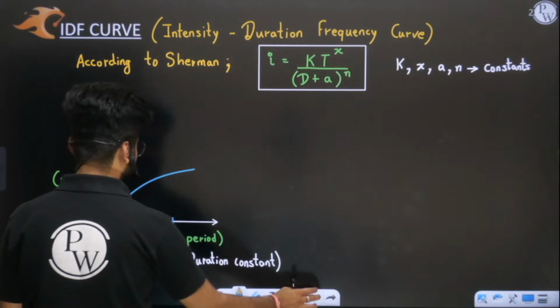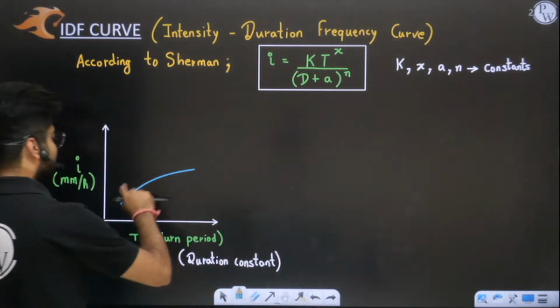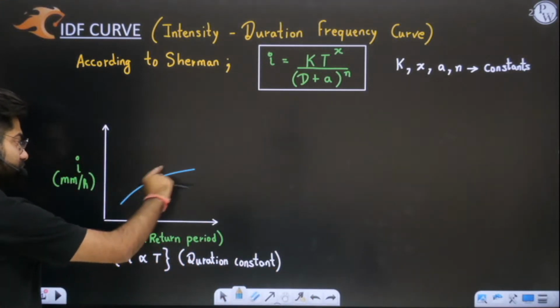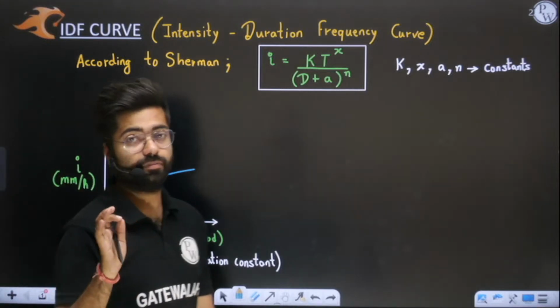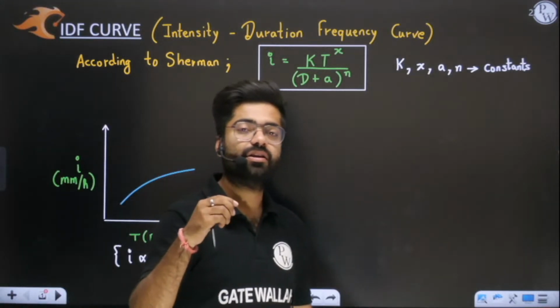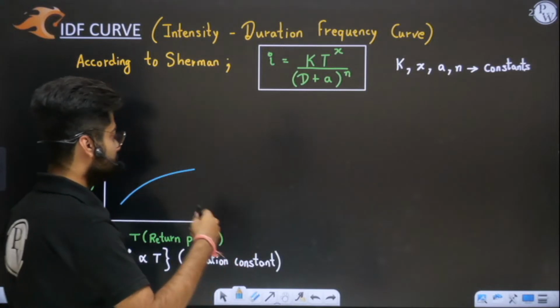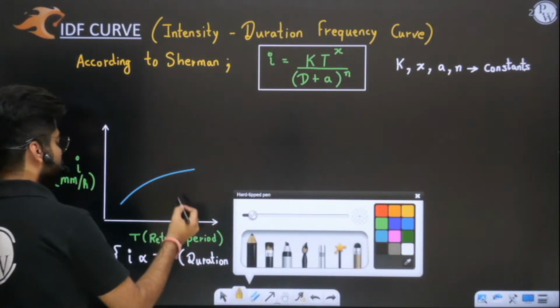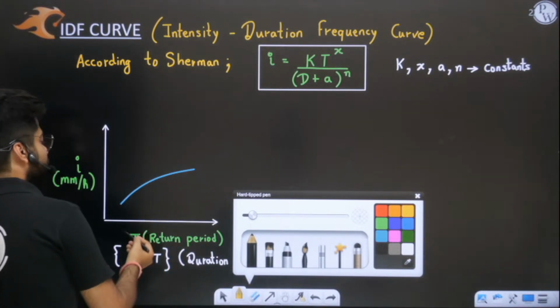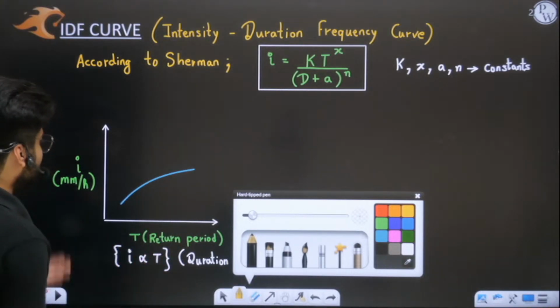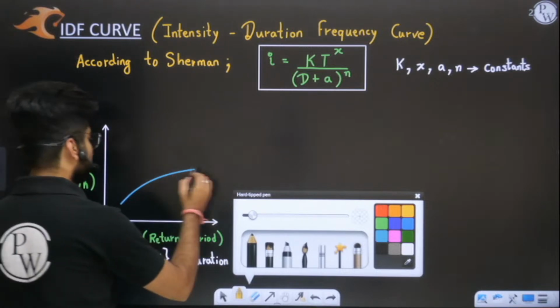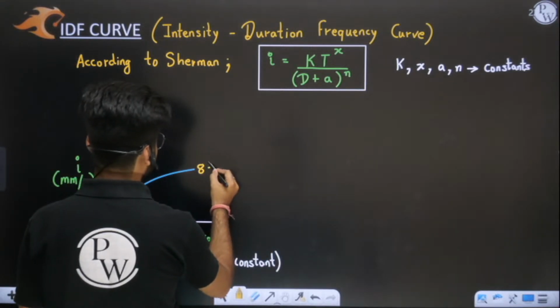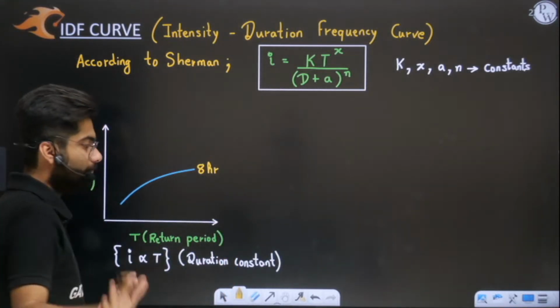But sir, one thing is for sure, that on this entire line the duration of rainfall will be constant. Yes or no? Such as 8 hours, 4 hours. Let me write here. Let us assume that on this entire graph, when we are trying to relate I and T, the duration will be constant. Let us assume it to be 8 hours. Is this thing clear?